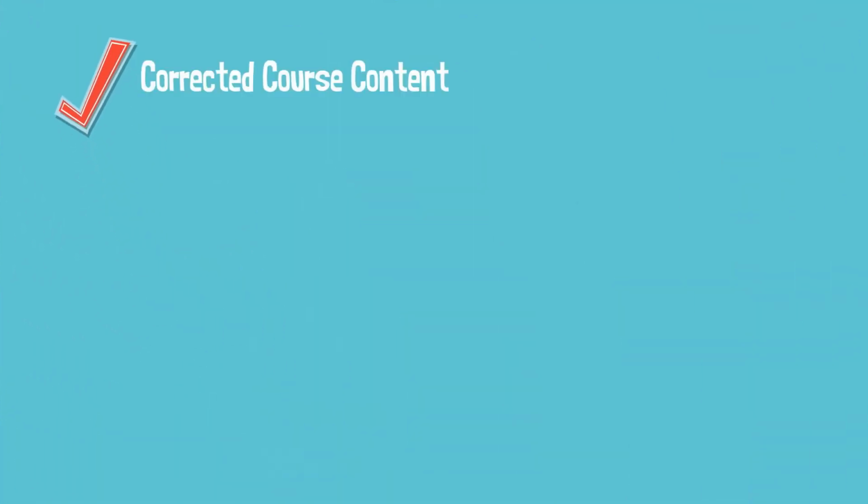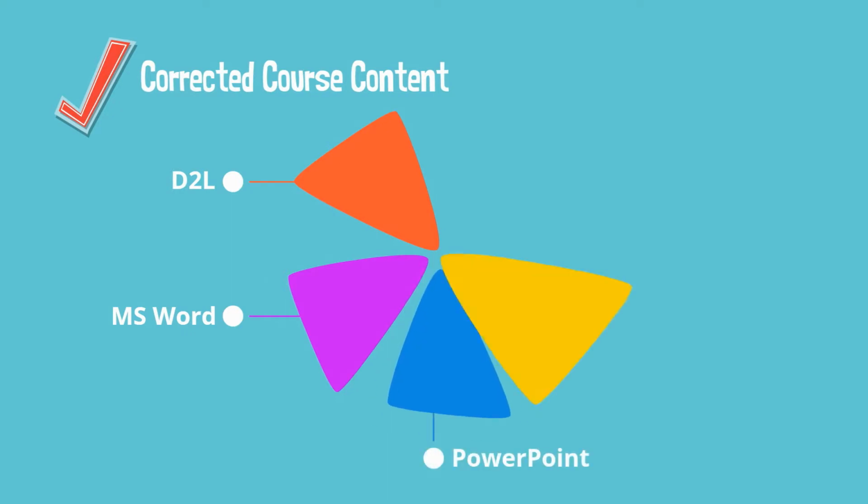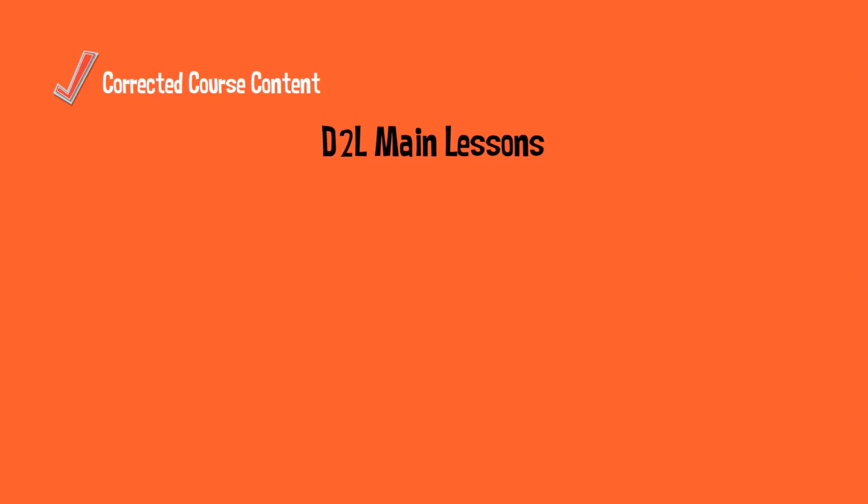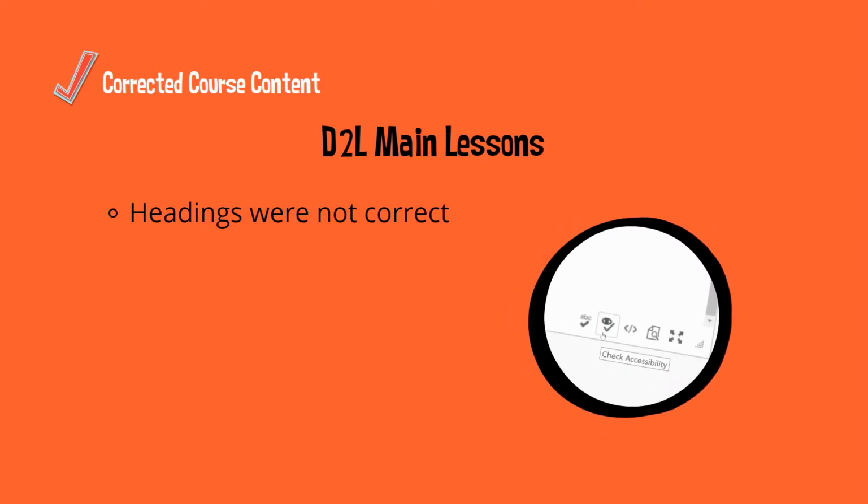The corrected content of this course can be divided into 5 categories: the main lessons in D2L, Microsoft Word documents, PowerPoint documents, PDF documents, and video presentations. A common problem with the main lessons in D2L was that many of the headings were not correct. This was simple to check for as D2L has an accessibility checker. Another common problem was that many of the files inserted into the modules did not have descriptive titles. This was corrected by making them more descriptive.